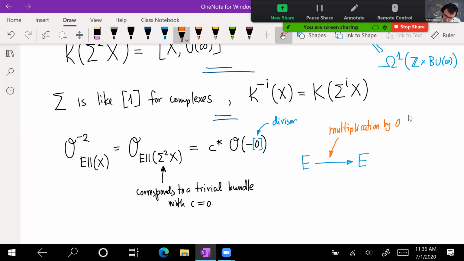Right? And then, sorry, this map is a 0 map. And then here we have a line bundle, which is O of minus 0, and we have to pull it back. So this is a 0 map, a constant map. That means when we pull back anything, there's going to be a trivial line bundle, right?